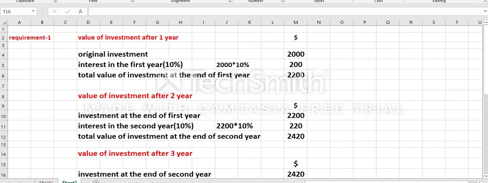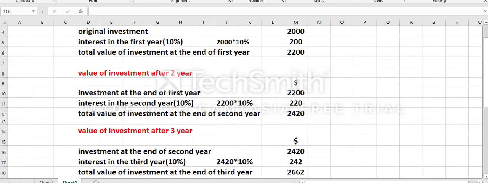Requirement 1. Value of investment after 1 year. The original investment was $2,000. Interest in the first year will be 2000 times 10%, which is 200. So the total value of the investment at the end of the first year is 2000 plus 200, which is 2200.